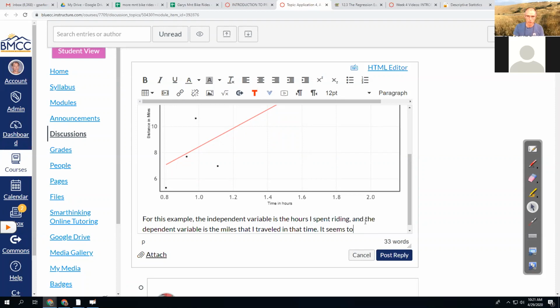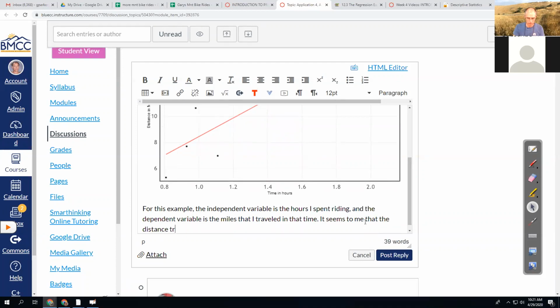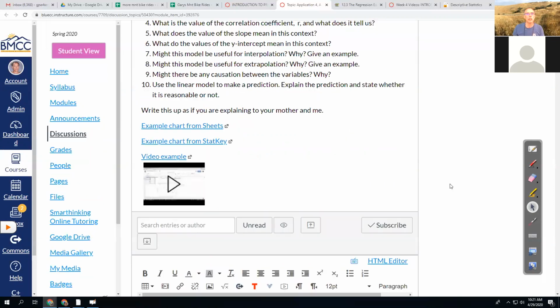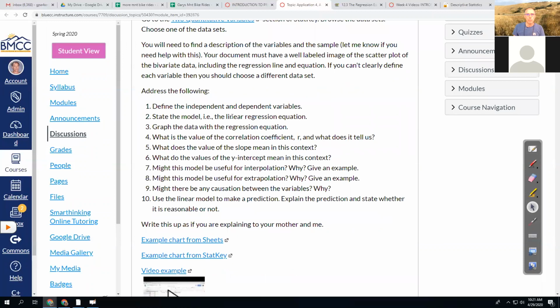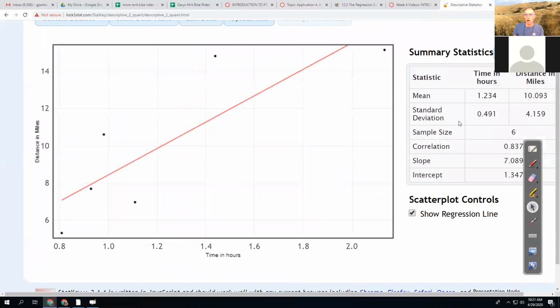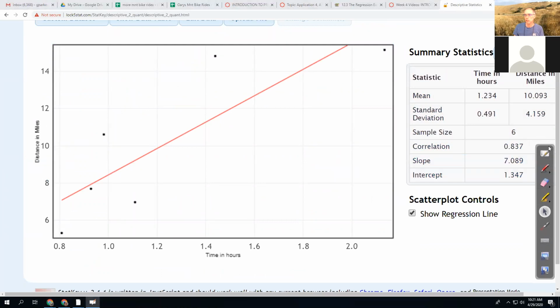Seems to me that the distance traveled depends on the time spent biking. All right, more time, more distance. So there's my intro to the variables. What else do I have to talk about here? State the model. Okay, so Stacky gave me the model. It says your slope is about 7 and your y-intercept is about 1. So let me make a quick note of that.